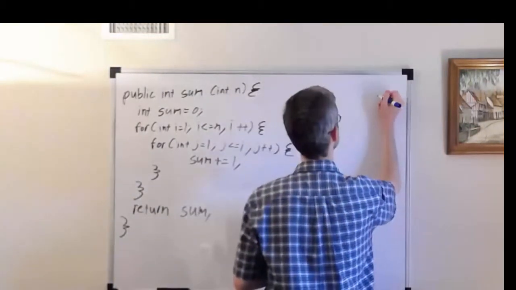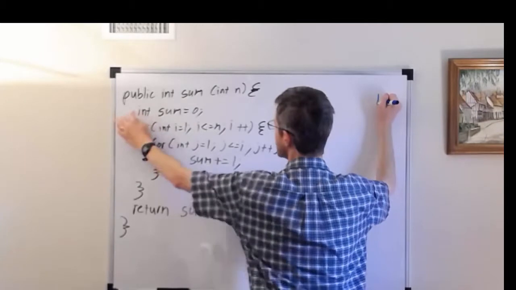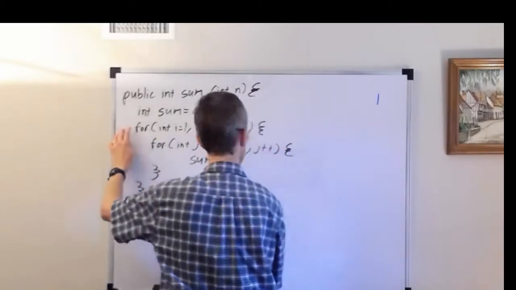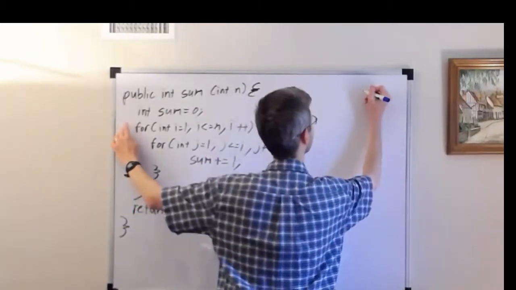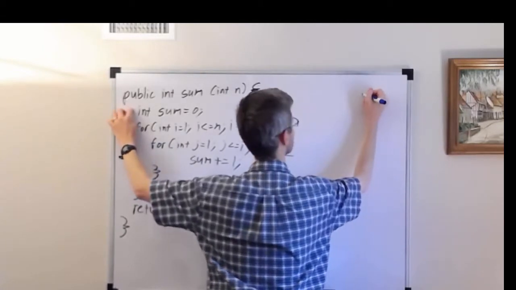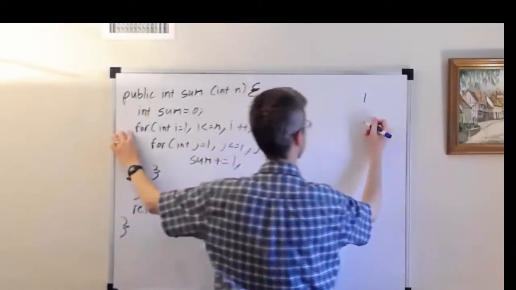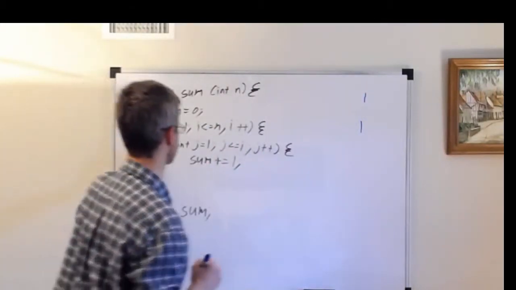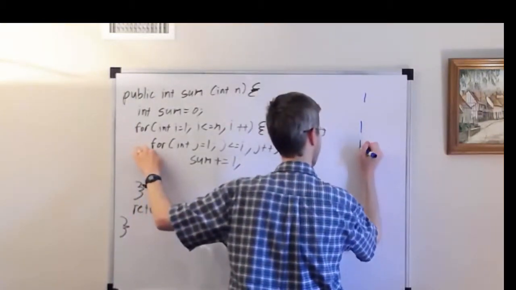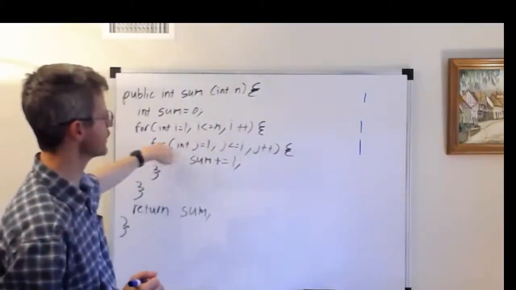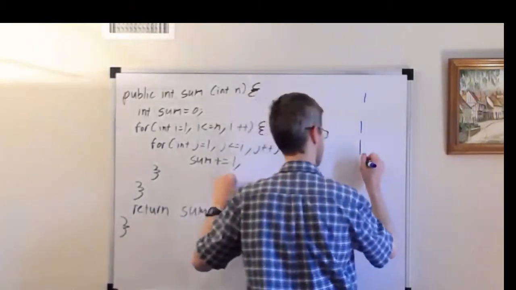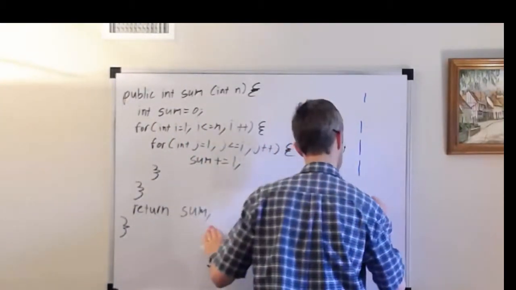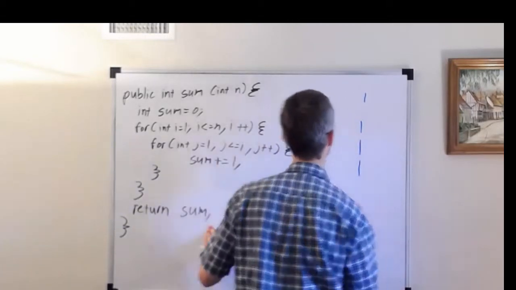So this line here costs 1 and sum equals 0, and it executes 1 time. This line, actually, let's move that over a little bit. So this line costs 1 and executes 1 time. This line costs 1 and is going to execute n times, and we'll show that more in a moment when we draw the loops. This line costs 1 and is going to execute n times and also j times, as we'll see. And this line costs 1 and is going to execute n times and j times. And then this line costs 1 and executes once.